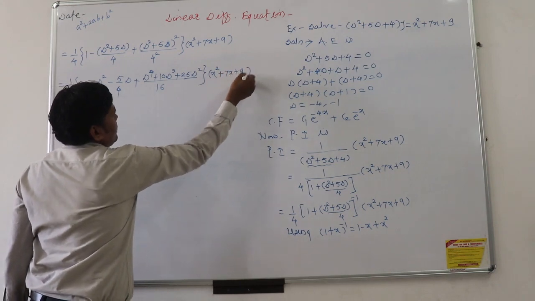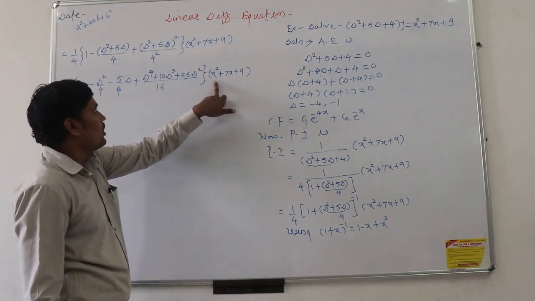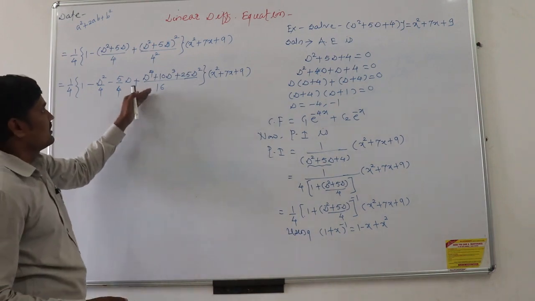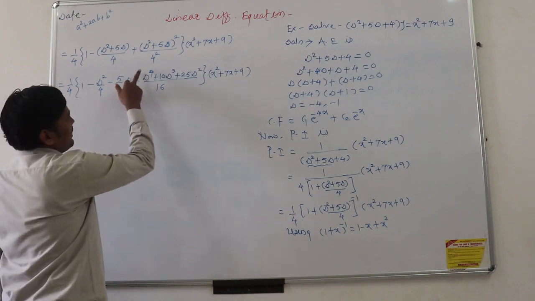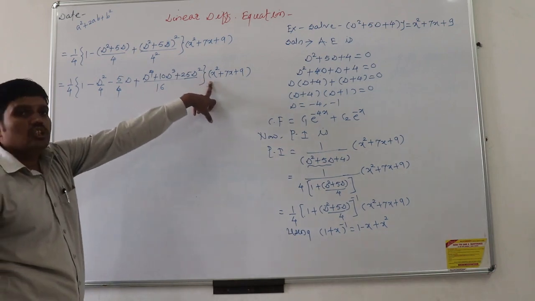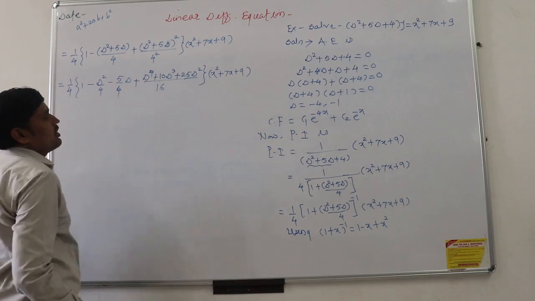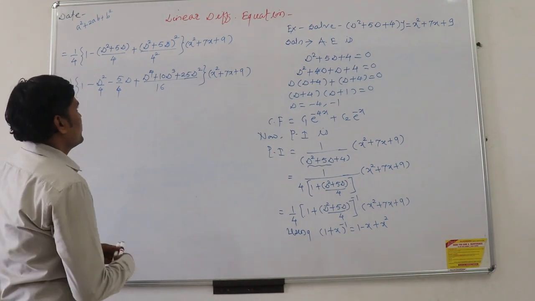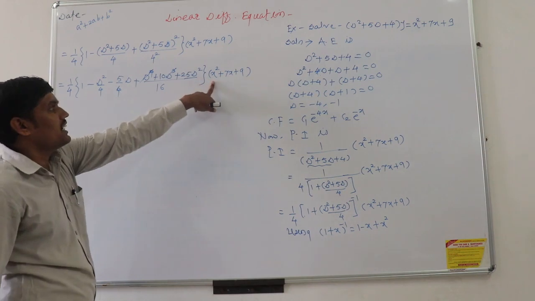Then x square plus 7x plus 9. Now the degree of x is 2 and here the degree of D is 4. So D means differential operator, and when we multiply it with x, we have to differentiate with respect to x. The degree of D is 4 and the degree of x is 2. So if we differentiate it, then it is 0, because the degree of D is greater than the degree of x. The degree of D is 4 means we have to differentiate 4 times, and here the degree of x is 2. We can differentiate x up to 2 times only. So these two terms are cancelled because their degree is greater than the degree of x.